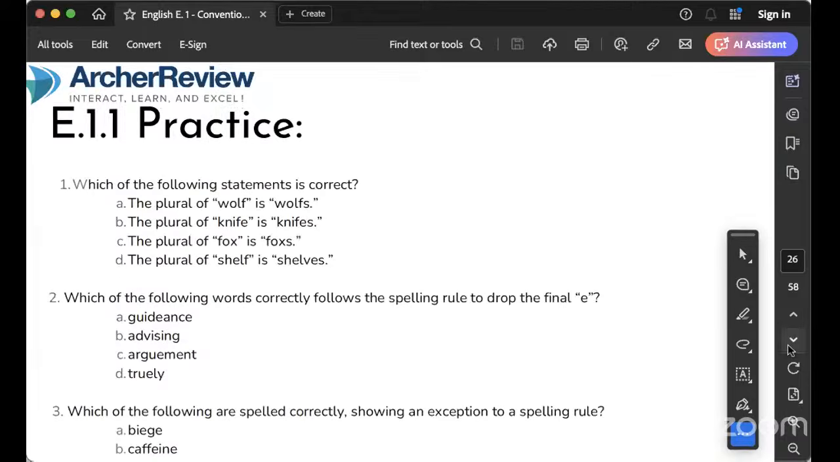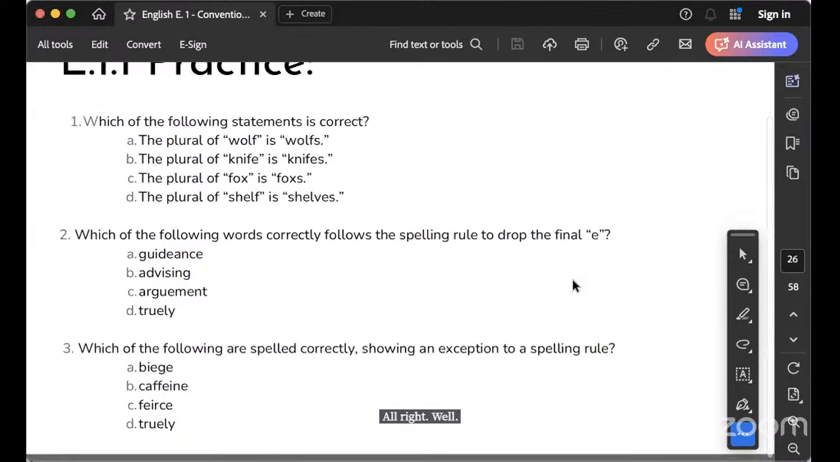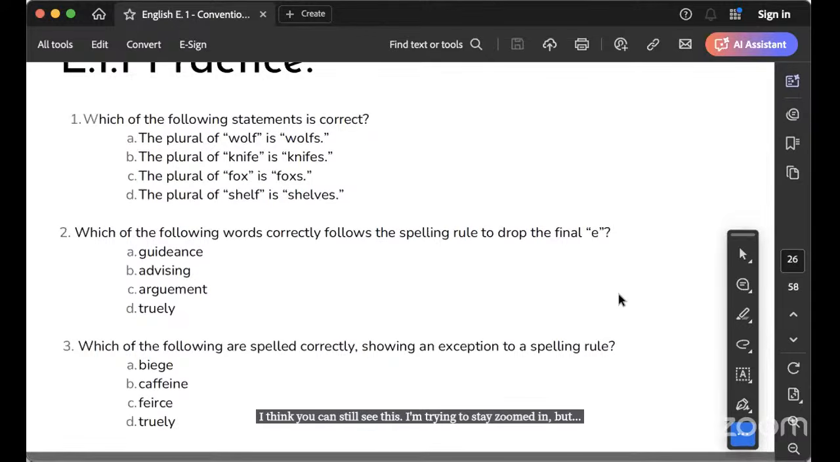All right. Well, if you've got it in you, I think you can still see this. I'm trying to stay zoomed in, but is that okay for everybody?